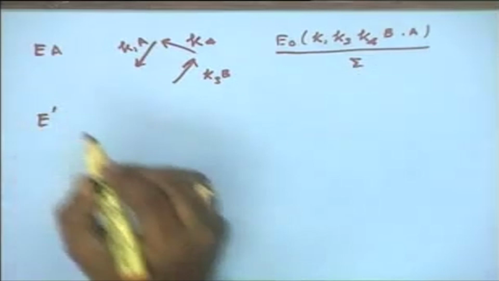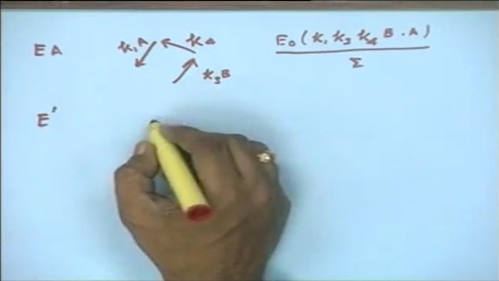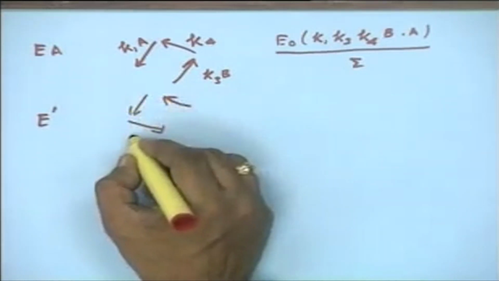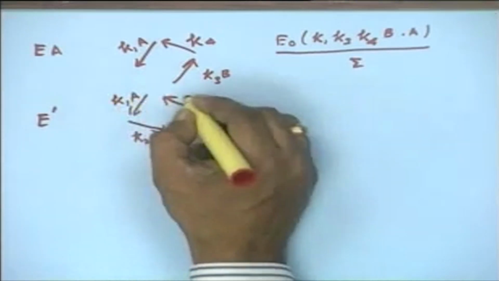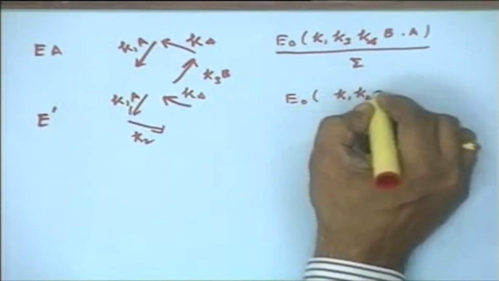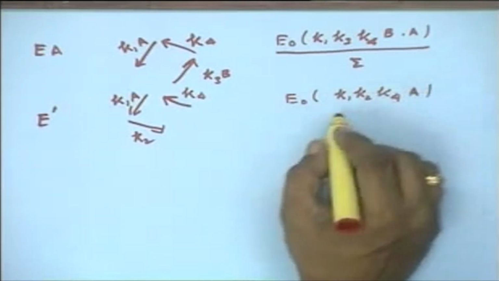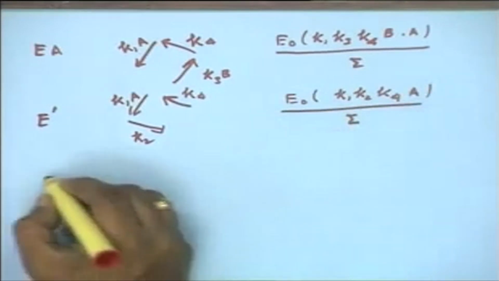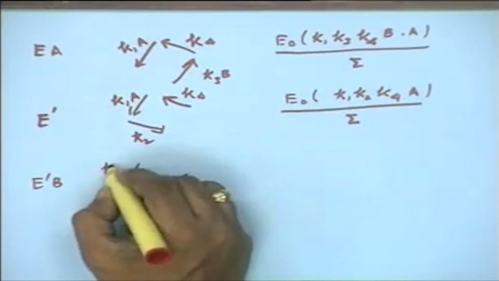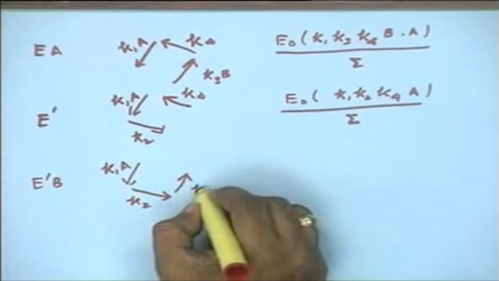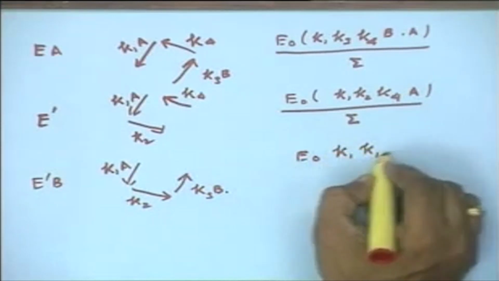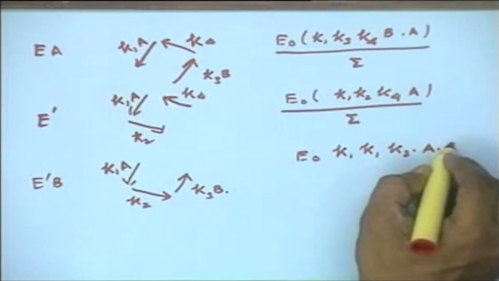And for E dash, E prime, you again have only one pattern, that is K2, K1A and K4, and that will be E naught, K1, K2, K4 into A upon sigma, and E dash B will also have only one pattern, K1A, K2, K3B, and you will get E naught, K1, K2, K3 into A into B upon sigma.